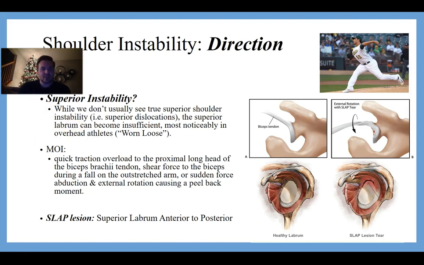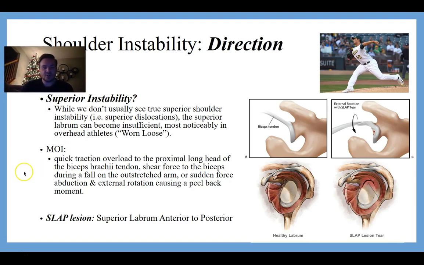So the mechanism of injury for a SLAP tear is going to be quick traction or overload to the proximal long head of the biceps brachii tendon, and shear force to the biceps during a fall on an outstretched arm, or sudden forced abduction, external rotation, causing a peel back moment. And that's what we can see here. It's like a wringing out of a towel. As you externally rotate your arm back to throw a ball or swim or something like that, the biceps tendon will go into this spin, or this wringing out effect, and it'll put tension through the superior part of the labrum, which can cause over time a peel back effect of the superior labrum.